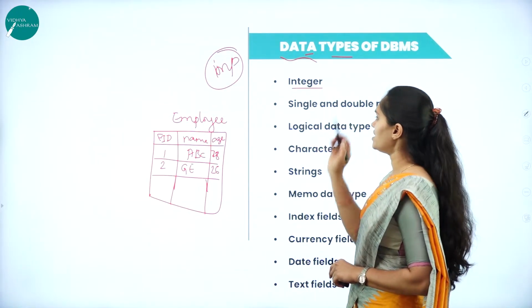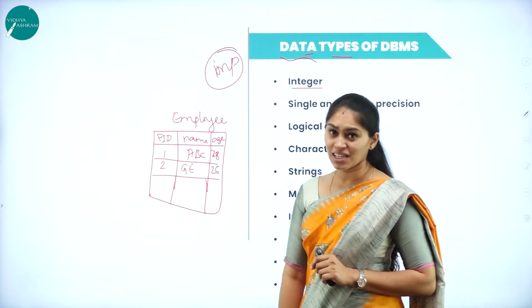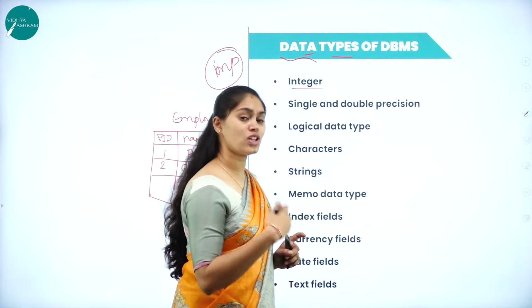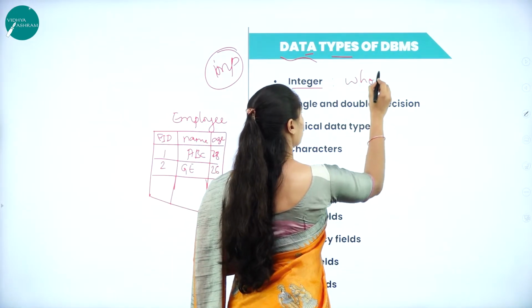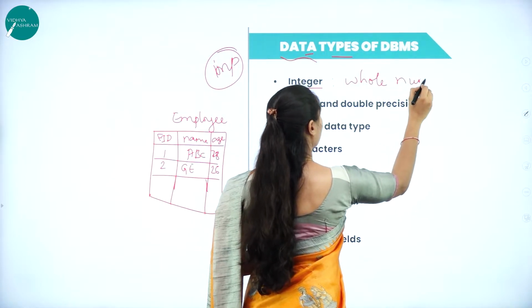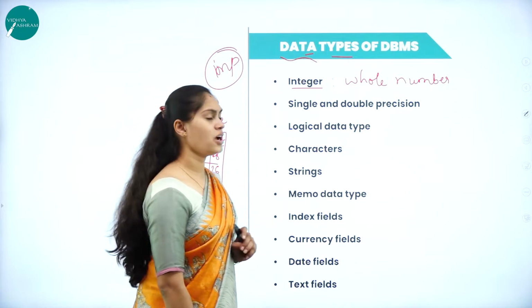So here, what is the first data type? That is integer. It has the capability to hold whole numbers without fractional point or without fractional values. So it will store only whole numbers. Without any fractions, it will hold or store whole numbers.